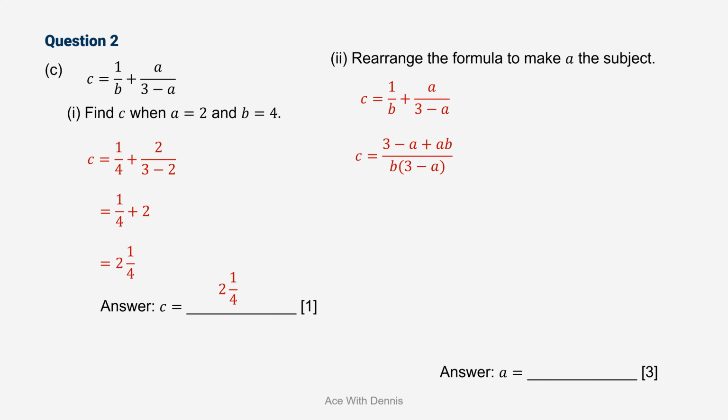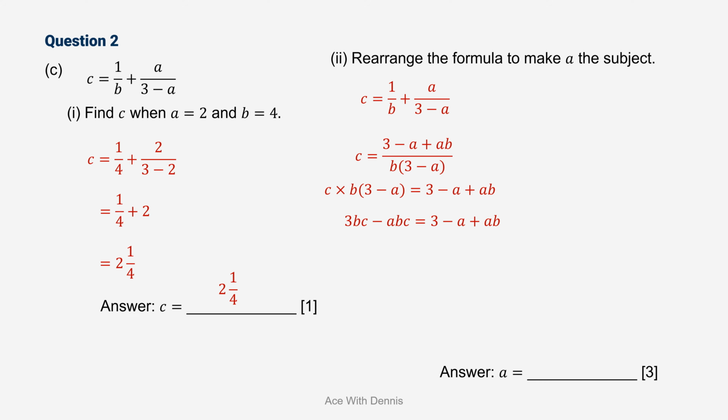The next thing we need to do is move the denominator to the left hand side. It becomes C times B bracket 3 minus A, that equals 3 minus A plus AB. Then we expand the bracket, we have 3BC minus ABC equals 3 minus A plus AB.